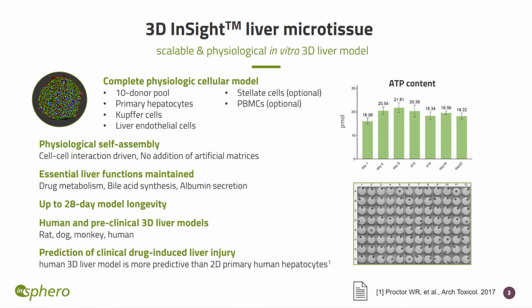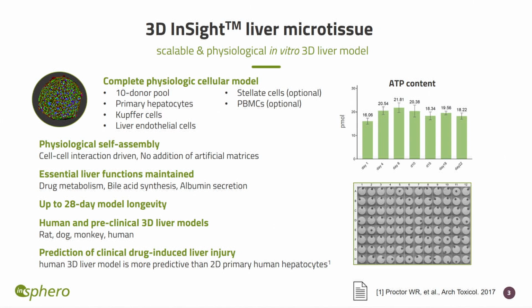To avoid inter-donor variability, we are using a multi-donor pool of 5 female and 5 male donors of primary hepatocytes. This model has maintained many essential liver functions, such as albumin secretion, bile acid synthesis, and also drug metabolism. The model also has a long longevity, up to 28 days, which can be seen, for example, by the sustained size over time, and here in the ATP content over 4 weeks.